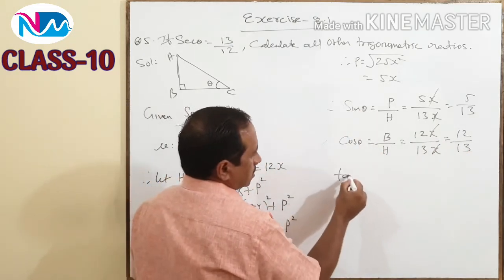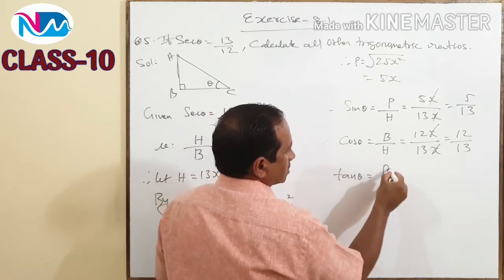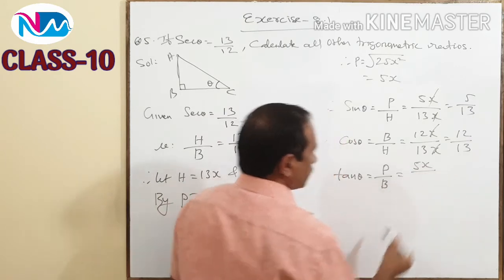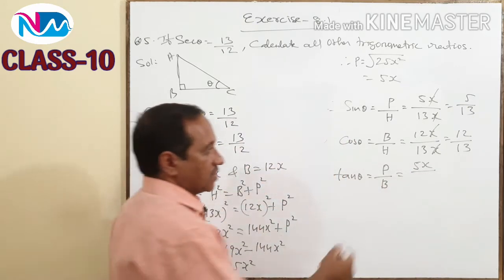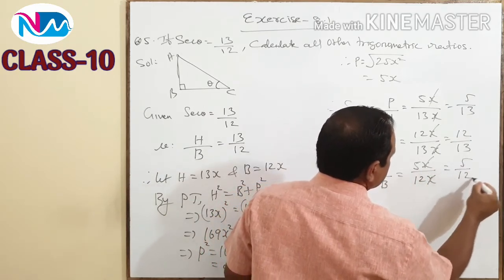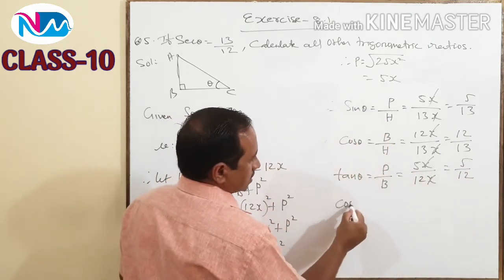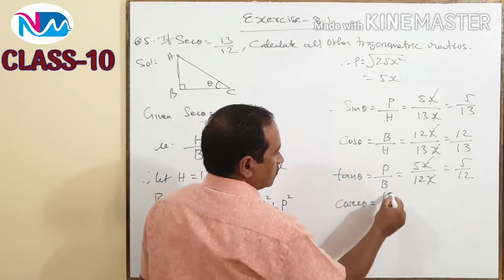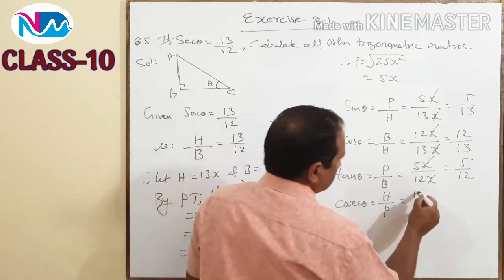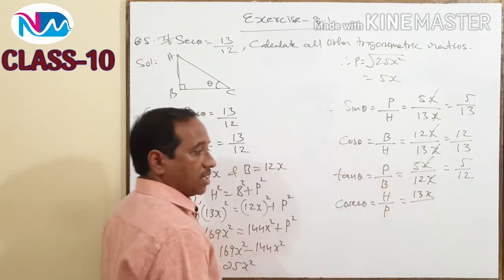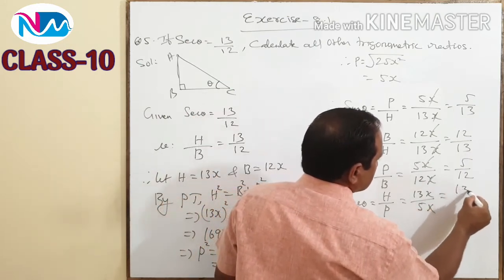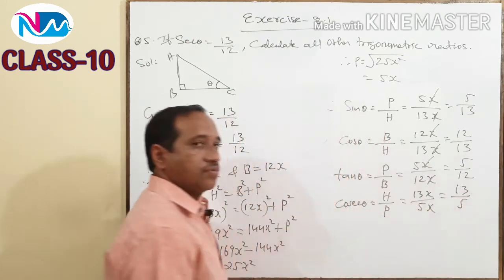The third ratio is tan theta, that is perpendicular by base. Perpendicular is 5x by base 12x. X and x cancelled, we get 5 by 12. Next ratio is cosec theta, which is hypotenuse by perpendicular. Hypotenuse is 13x by perpendicular is 5x. X will be cancelled, so we get 13 by 5.